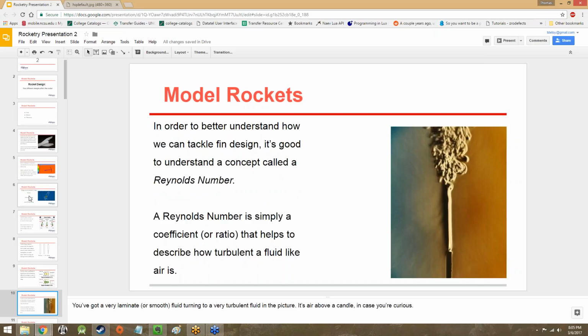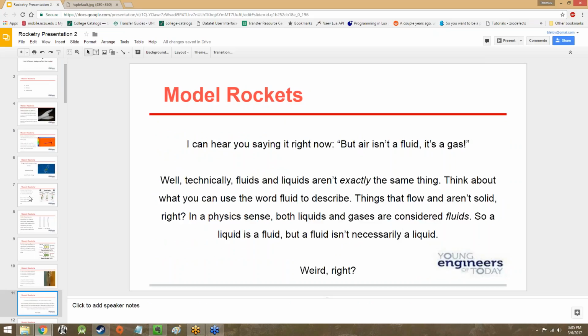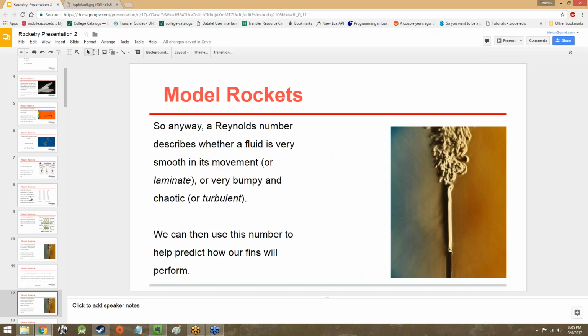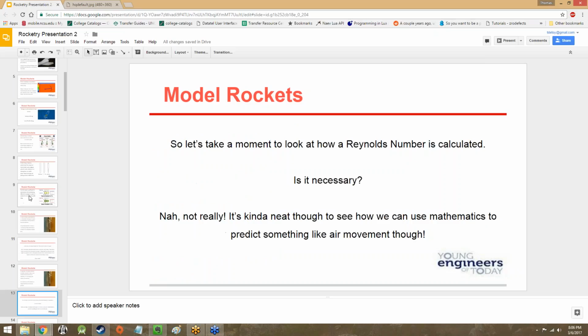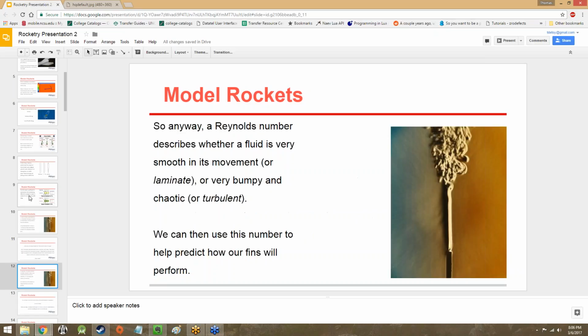However, we talked about Reynolds numbers, which were basically just numbers that represented how smooth or turbulent an airflow is. And remember that air is a fluid as well, because fluids just represent things that move fluidly. So gases and liquids are fluids, but solids are not. A Reynolds number basically describes whether a fluid is very smooth in its movement, or laminar, or very bumpy and chaotic, or turbulent. The higher the Reynolds number, the smoother the airflow. So we want higher Reynolds numbers for very smooth and orderly airflow. We want that, but it's not always going to work out that way.